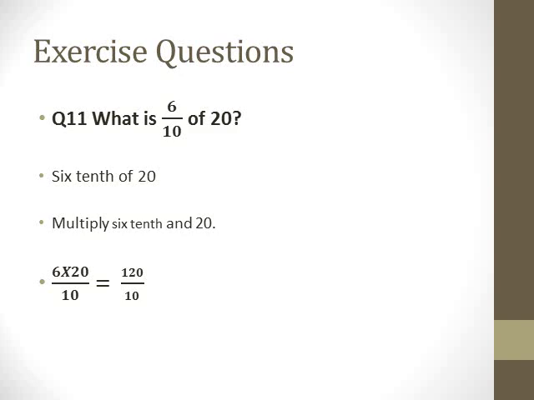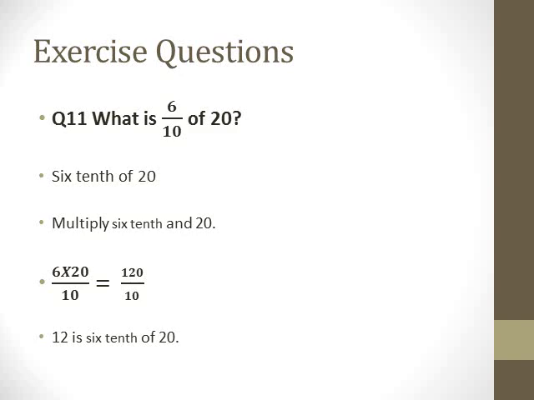You can just cancel out both zeros, because the one 0 is in the numerator, one 0 is in the denominator. You can cancel it out, but if you don't understand, don't worry. Just check out the table of 10. How many times you need to read the table of 10 in order to get 120? So 10 1 is 10, 10 2 is 20, 10 5 is 50, 10 6 is 60, 10 8 is 80, 10 9 is 90, 10 10 is 100, 10 11 is 110, and obviously 10 12 you will get 120. So you can say 12 is 6/10 of 20, right?